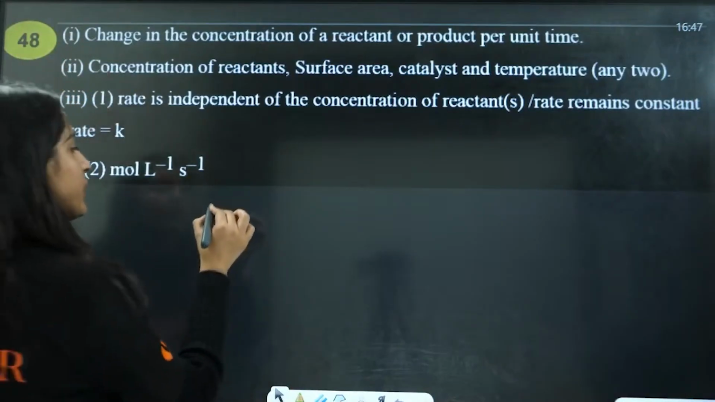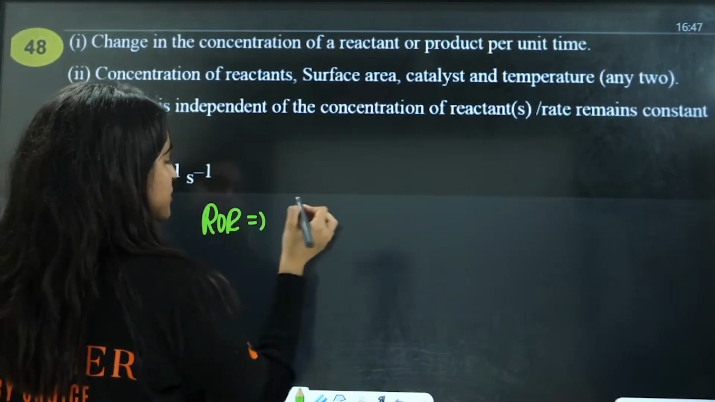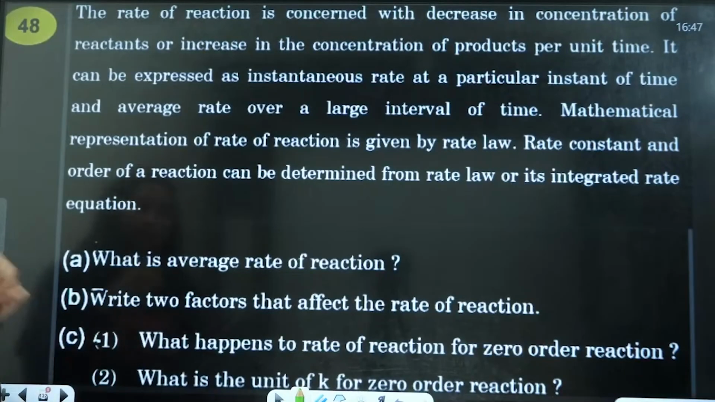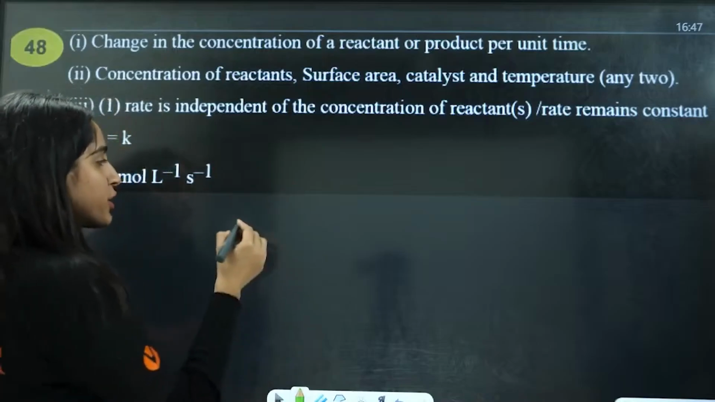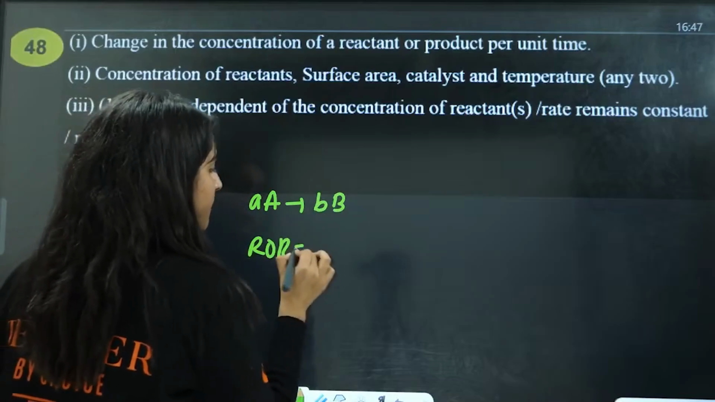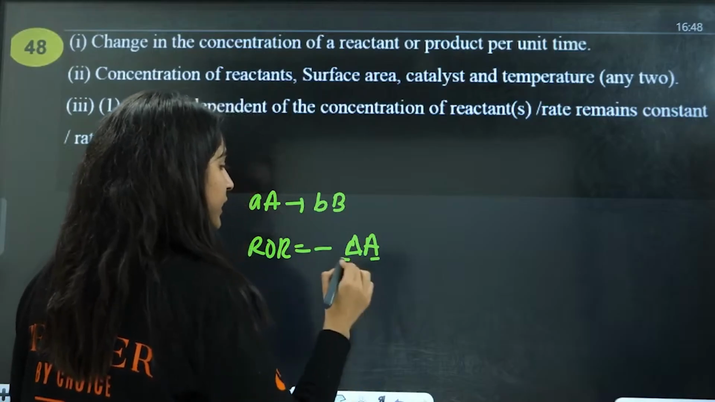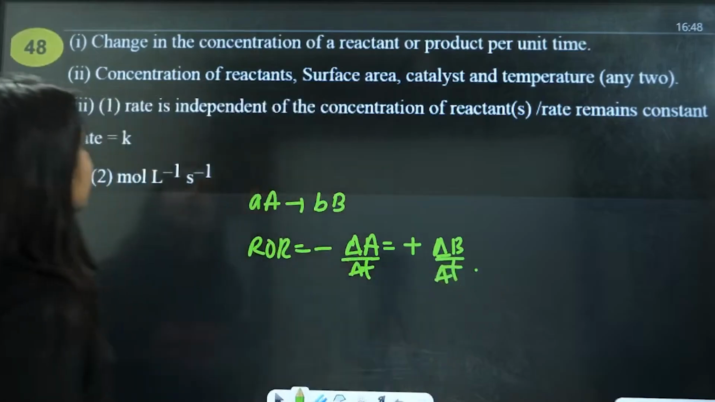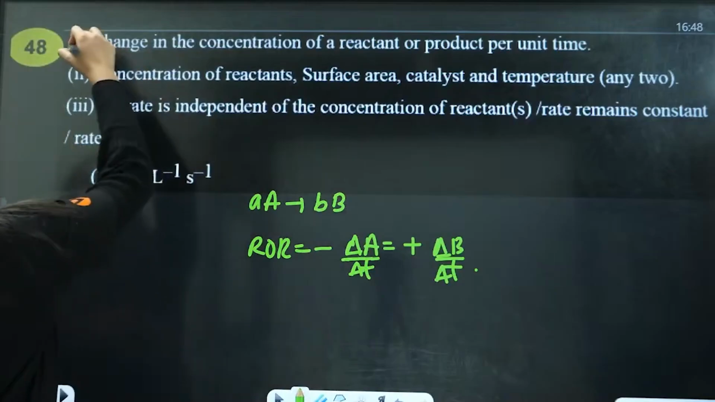So what is the unit? Rate of reaction. Have they given any reaction here? What is the average rate of reaction? Let us take an example of this rate. The average rate of reaction is going to be minus delta A by delta T equals plus delta B by delta T. That is, the change in concentration of reactant or product per unit time is the average rate.